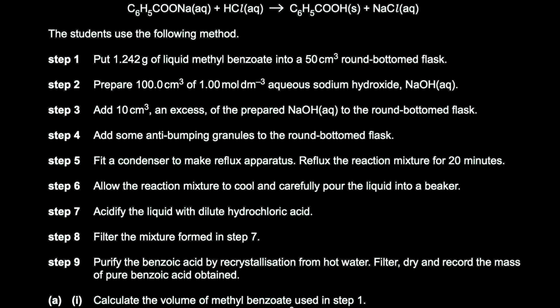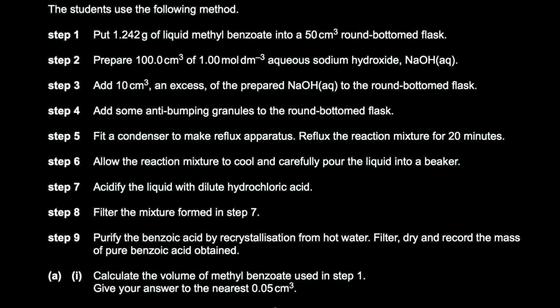The student uses the following method. He first puts 1.242 grams of liquid methyl benzoate into a 50 cm³ round bottom flask, prepares 100 cm³ of 1 mole per dm³ aqueous sodium hydroxide. Okay, so I'm gonna highlight these values. We use 1.242 grams of methyl benzoate in a 50 cm³ round bottom flask. Then we prepare this solution, okay, 100 cm³ of 1 mole per dm³ sodium hydroxide.